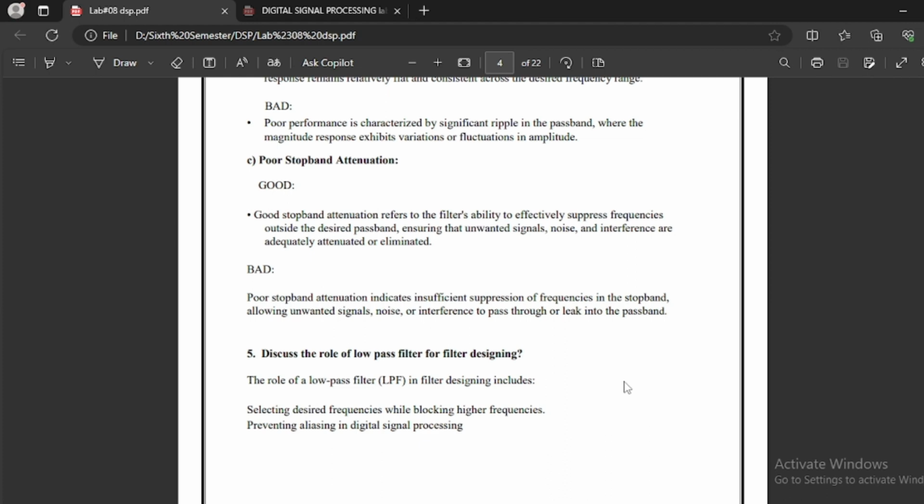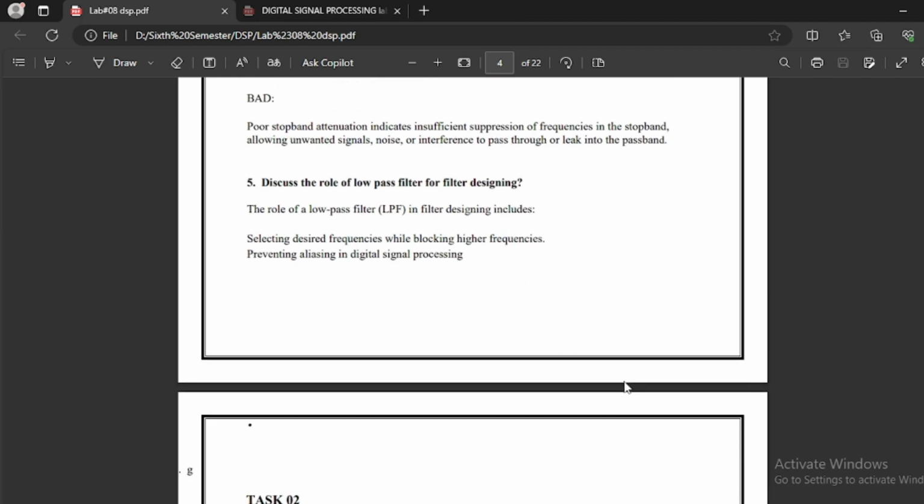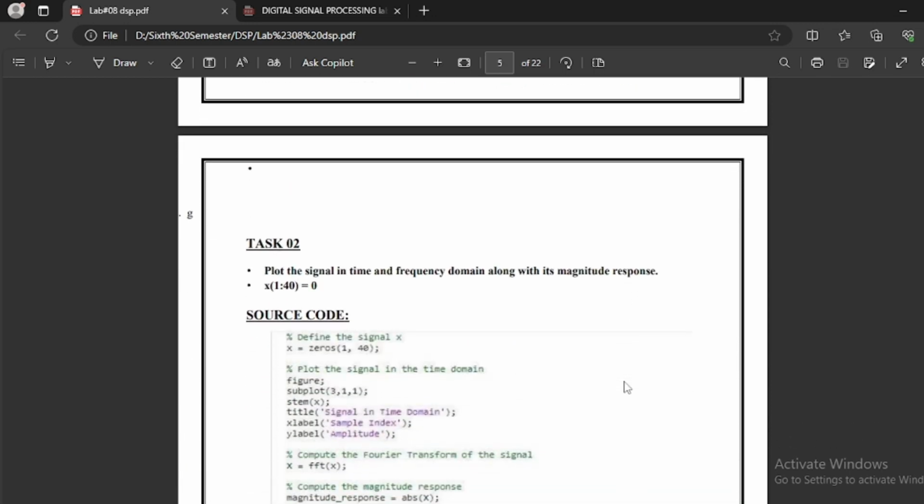Number 5. Discuss the role of a low pass filter in filter design. The role of a low pass filter in filter design includes selecting desired frequencies while blocking higher frequencies, preventing aliasing in digital signal processing. Task 2 is a MATLAB code based task. In this task, we have to plot the signal in the time and frequency domain along with its magnitude response. Basically, the task is x = 1:40.